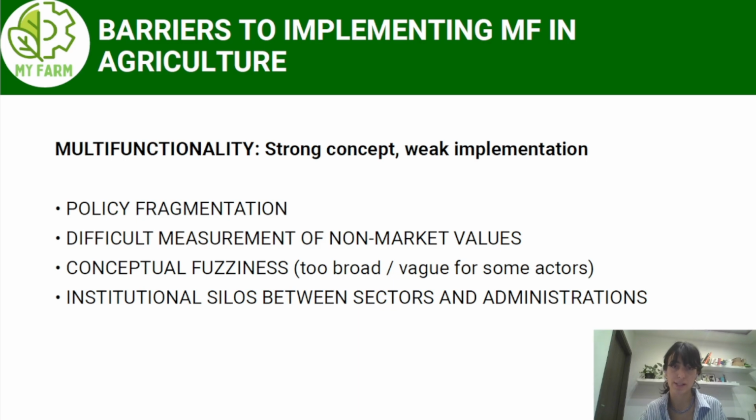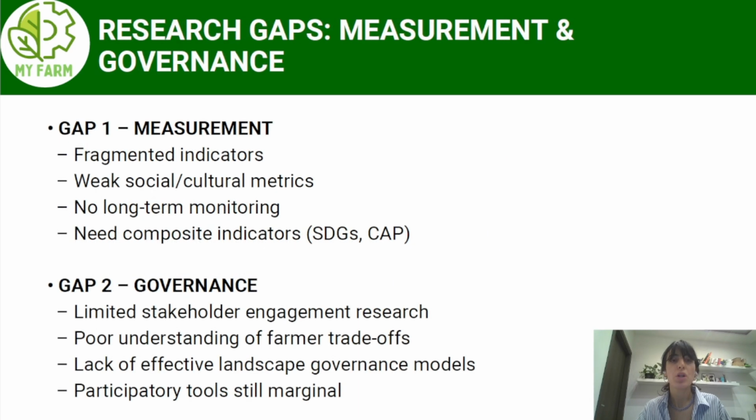transform agricultural systems. As we look ahead, it becomes clear that multifunctionality is still a concept in evolution. So, if we want it to become a practical tool for farmers, policymakers, and communities too, there are important research gaps to fill. The first gap concerns measurement and assessment.